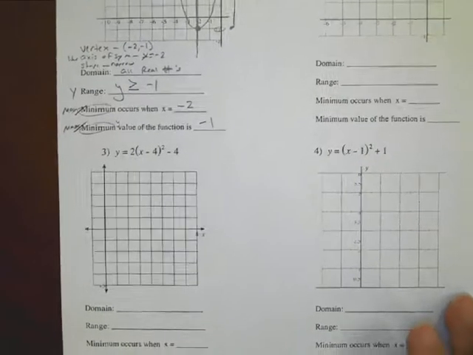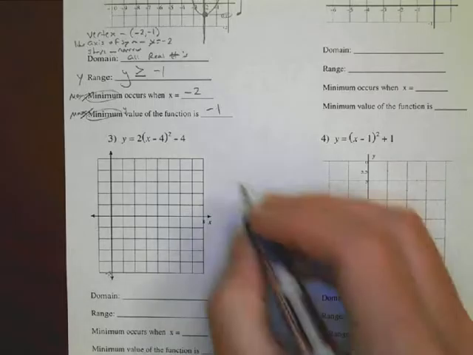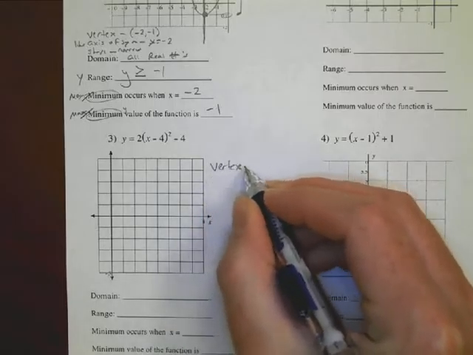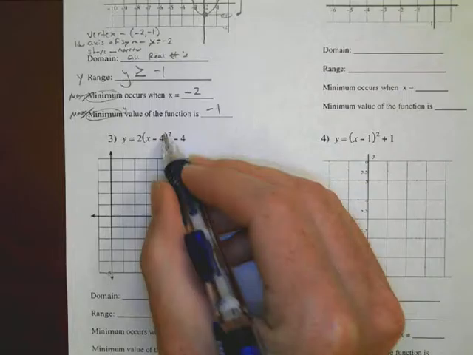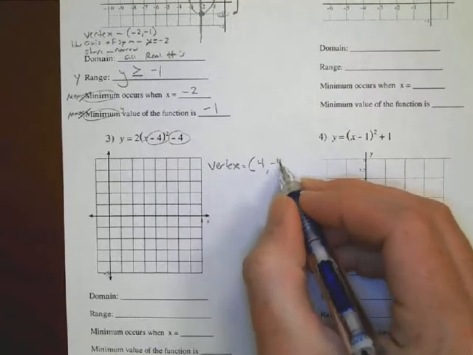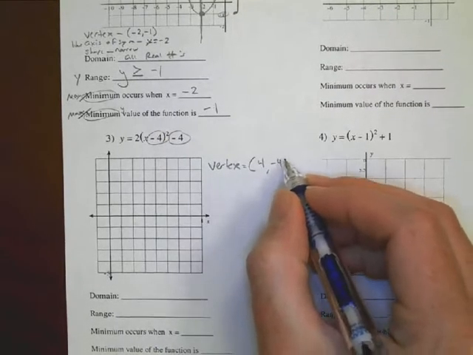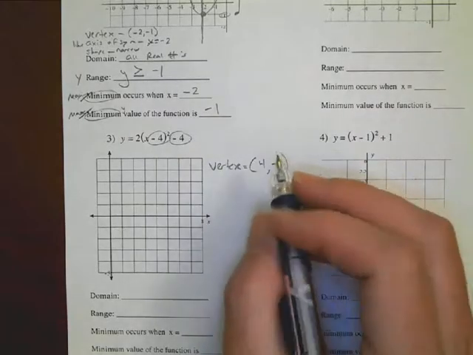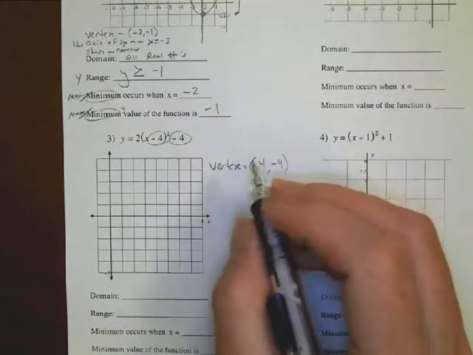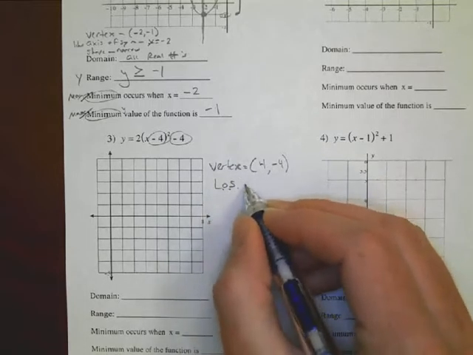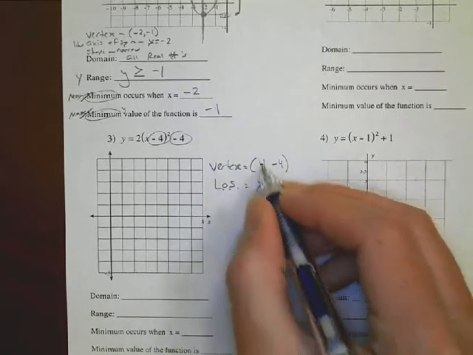When I look at number 3, again, my vertex, which the teacher probably wants you to figure out here, is going to be at the opposite of that, which is positive 4, and whatever that is, negative 4. That's what that one's going to look like there. And then my line of symmetry is going to be happening when x equals 4. It's the same value there.